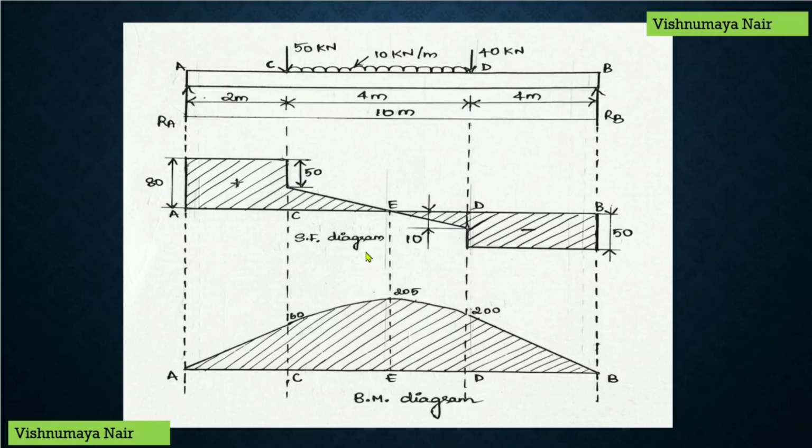These are the shear force and bending moment diagrams for a simply supported beam subjected to a uniformly distributed load along with 2 point loads like this. And here we have the point E where the shear force is 0 and the bending moment is maximum at the point where the shear force becomes 0 after it changes its sign from positive to negative or vice versa. And the maximum bending moment is given by 205 kilonewton meter.